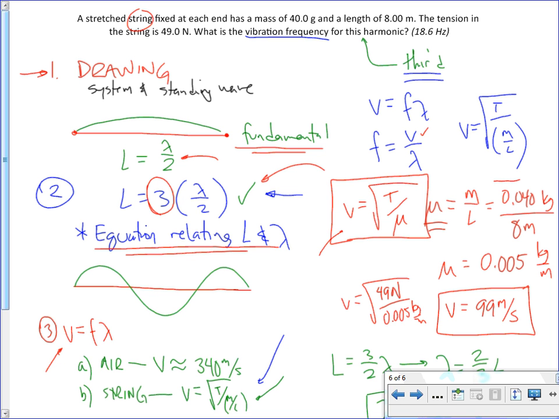Yeah, we'll quiz on this for sure. Next time I see you guys, be ready for a quiz that involves one standing wave on a string and one standing wave in some sort of air column, whether it's open on both ends or only open on one.